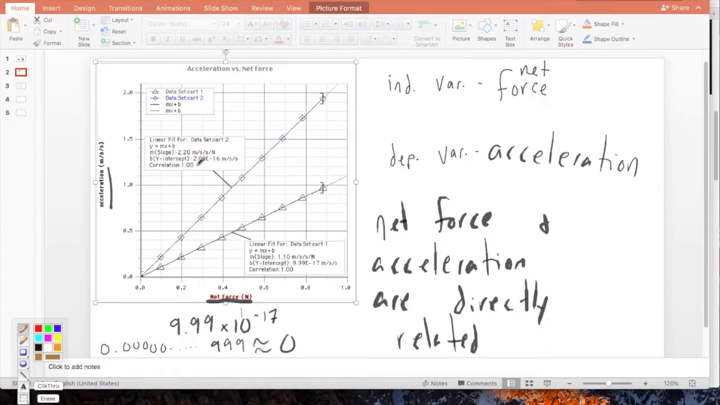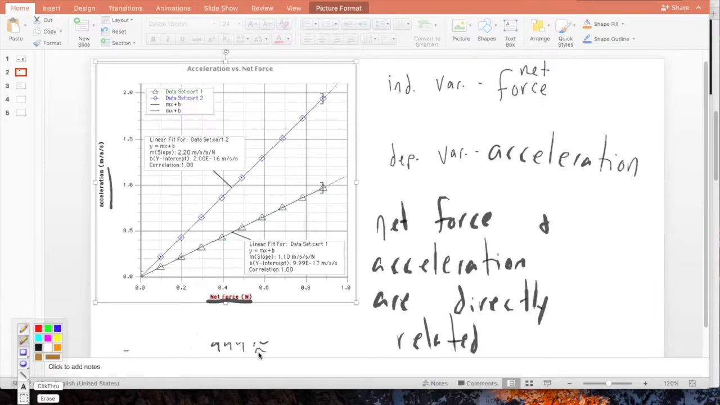And it is also true for the other set of data, that the y-intercept here is also practically 0. That is 0.0 with 15 zeros and then a 2. So that's incredibly small. So both of these have y-intercepts that are about 0.